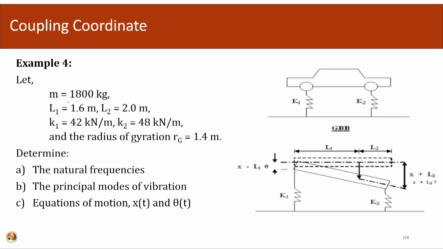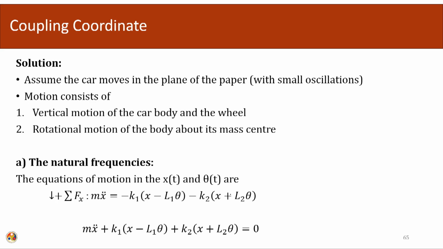Now, we are putting some numbers to our system. The mass is 1800 kg, the values of L1 and L2 are given, the values of K1 and K2 are given, and the value of radius of gyration is given. We need to calculate the natural frequencies, the principal modes of vibration, and the equation of motion.